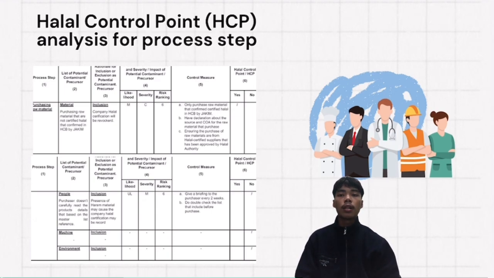which is not critical. The control measures for material are: only purchase raw material that is confirmed certified halal in HCB by JAKIM. Second one is have a declaration about the source or COA for the raw material that is purchased. And third one is ensuring the purchase of raw material is from halal certified products that have been approved by JAKIM authority. So the HCP is not.